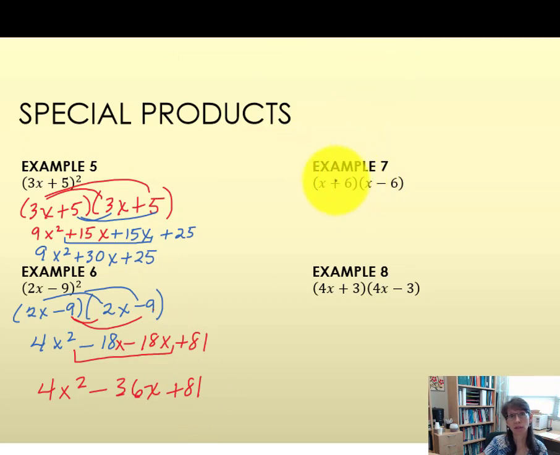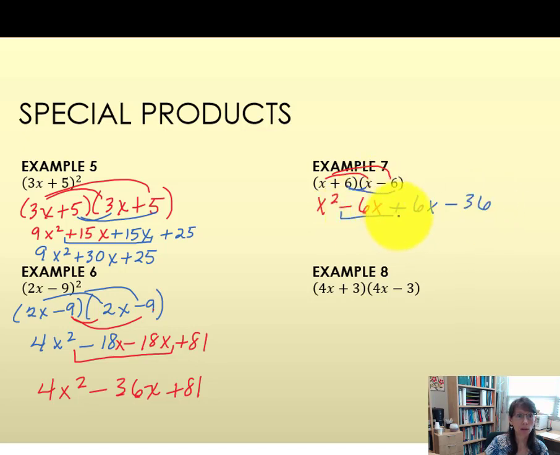In example 7, you'll notice that this is a little bit different from the other two because they are different symbols given in the binomials. One is plus and one is minus. Distribute like we have been doing. So we have x squared minus 6x, and then distributing 6 times x, that's positive 6x, and 6 times negative 6 would be minus 36.